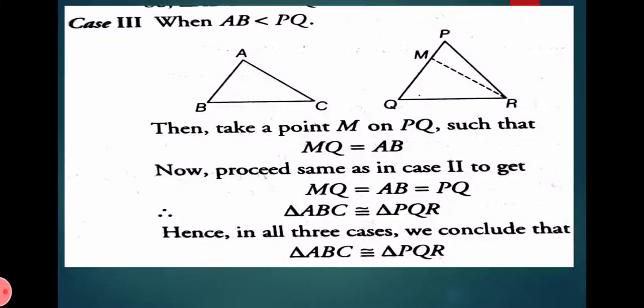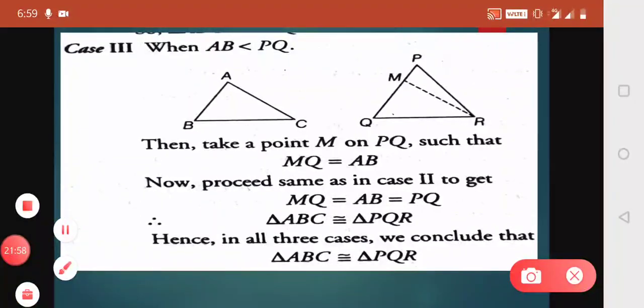Then take a point M on PQ such that MQ equals AB. Similarly, as in case 2 we selected a point on AB, here we select a point on PQ. That is, we have selected a point M on PQ such that MQ and AB are equal. Now, as we have proved in case 2, similarly we proceed as in case 2. So we will get MQ equal to AB.